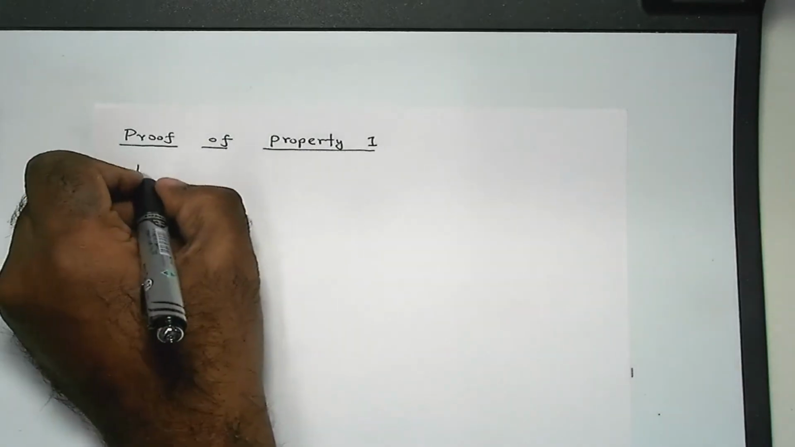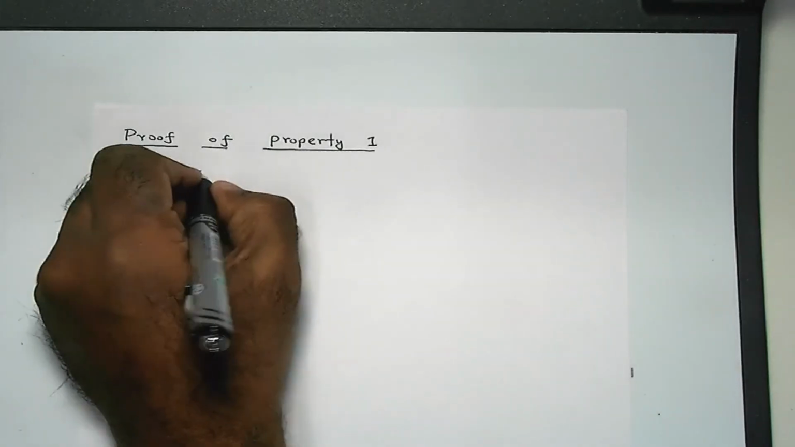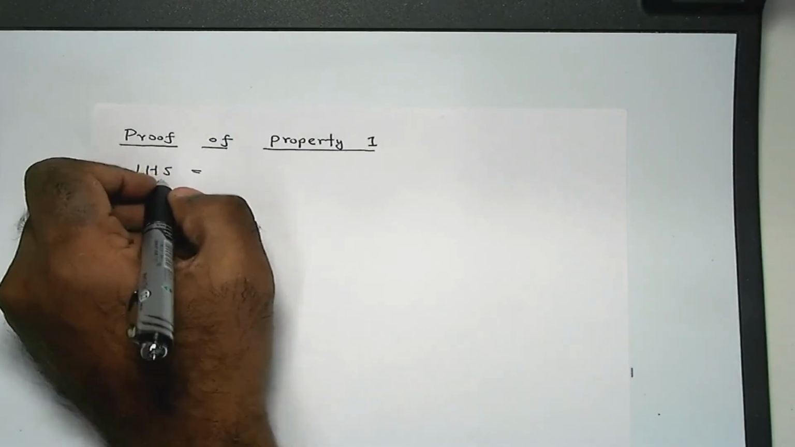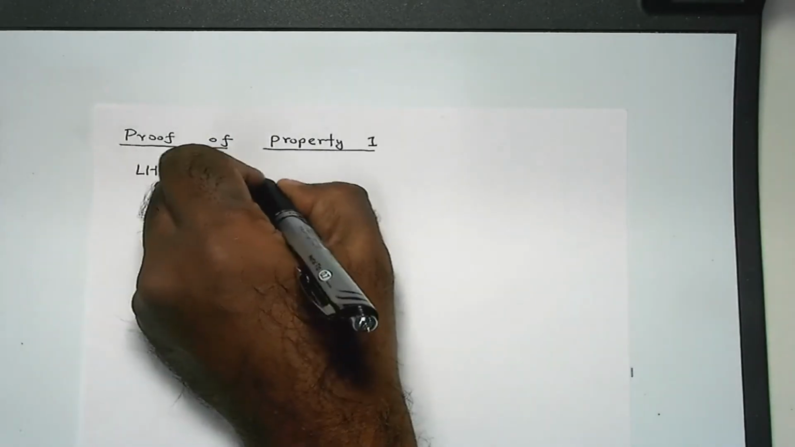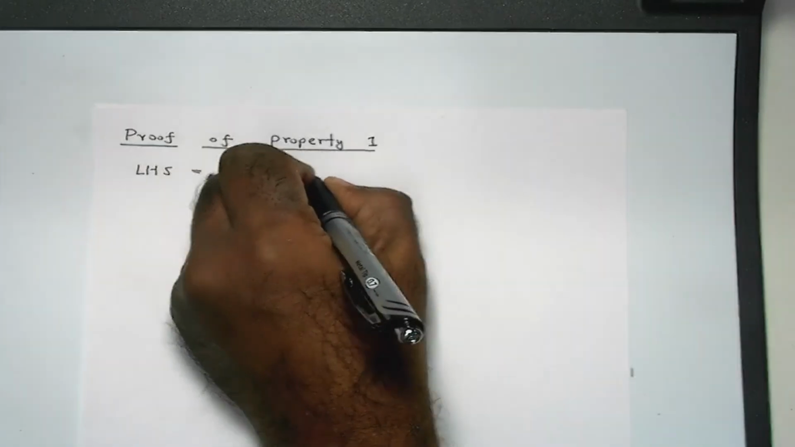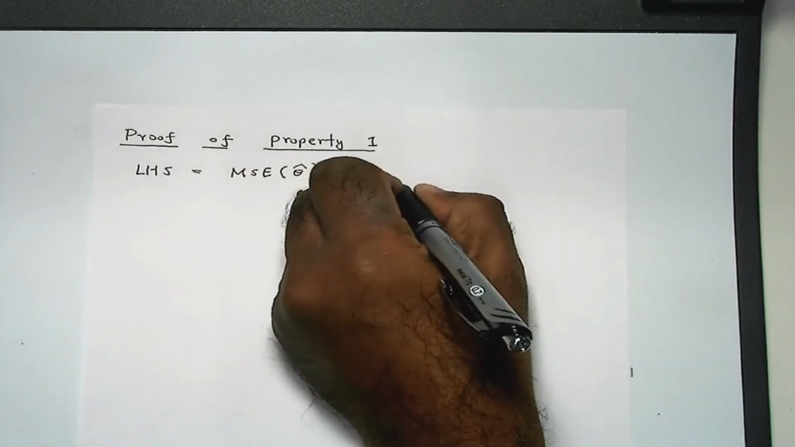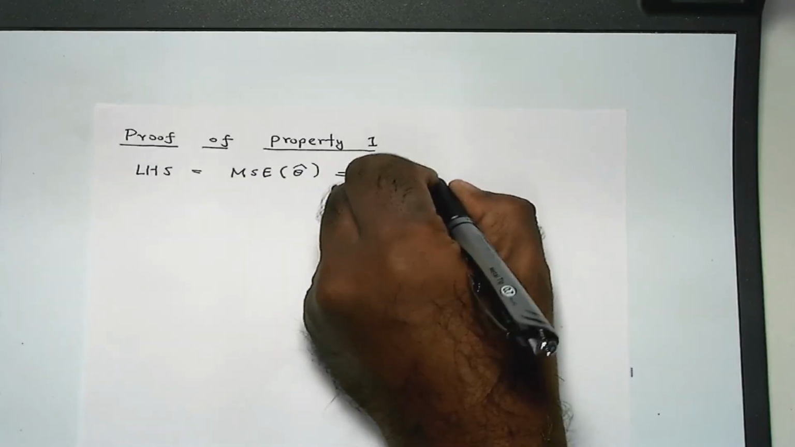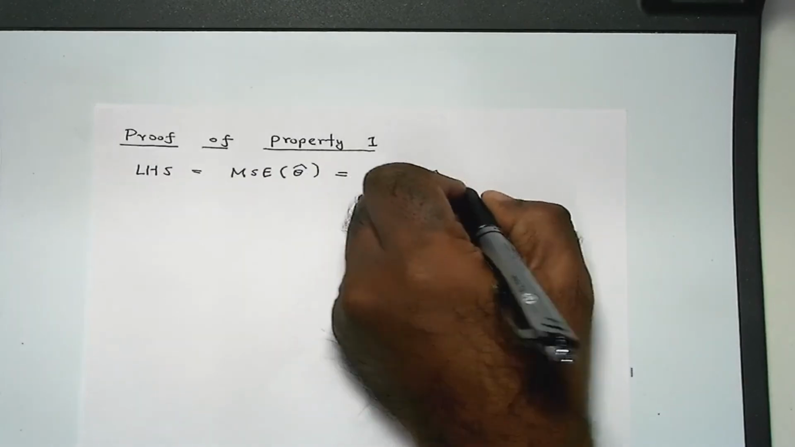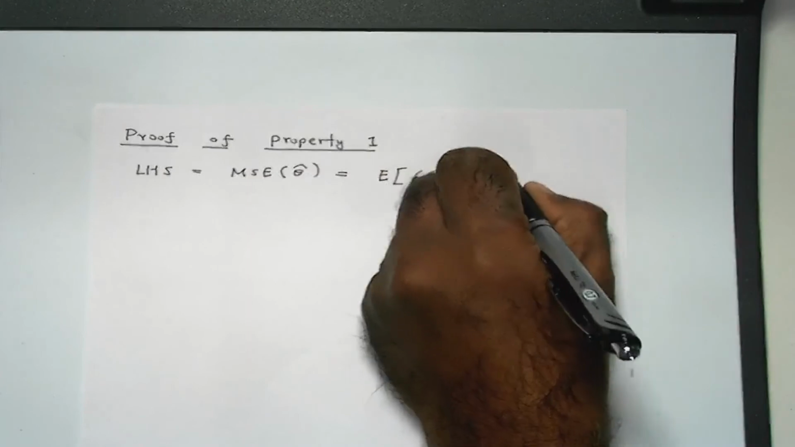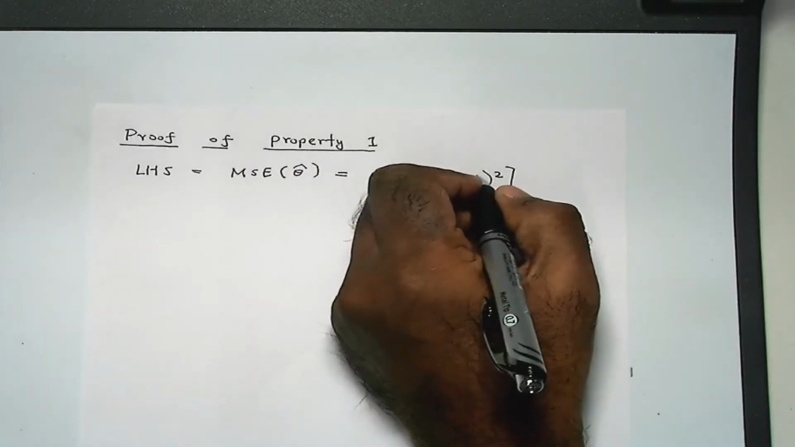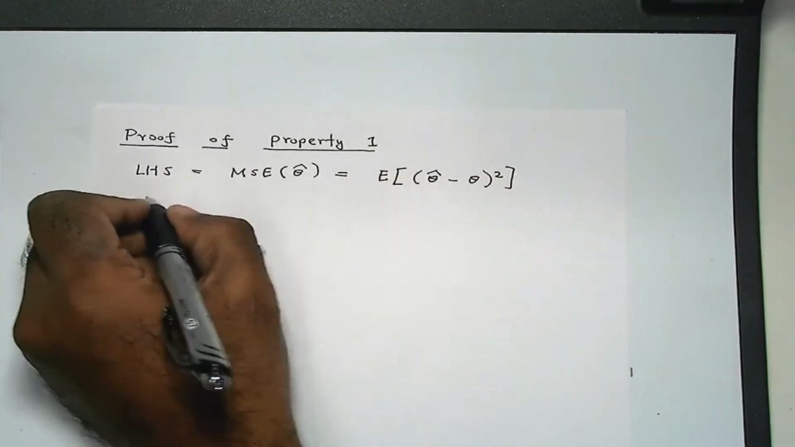So there are different ways you can prove this. I'm going to prove it by starting with the left hand side, which is the MSE of theta hat, which by definition is equal to the expectation of (theta hat minus theta) squared. Now this you can write as follows.